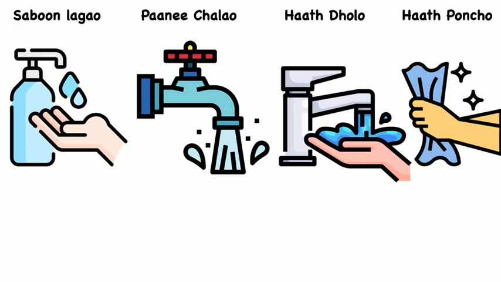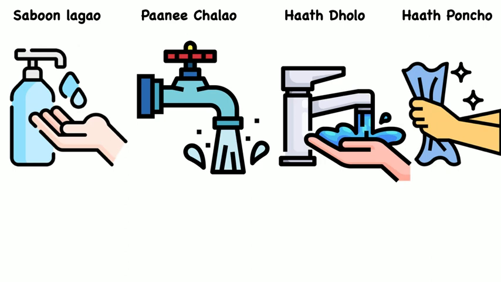So there should be some words in here that you already know. So sabun, first of all, means soap. And lagao is the verb to put. So put soap. Pani is a word that you probably already know. Pani means water. Chalao means to turn on. So turn the water on.